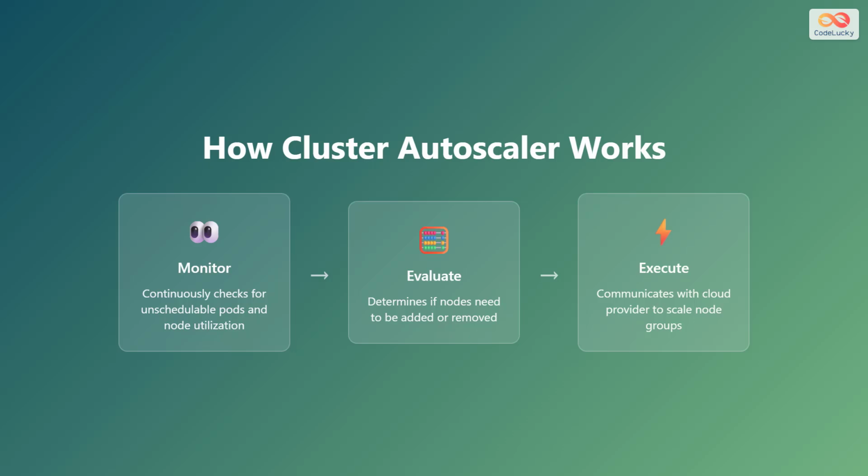Cluster Autoscaler follows a simple three-step workflow. First, it continuously monitors the cluster, checking for unschedulable pods and tracking how much each node is being utilized. Second, it evaluates whether nodes need to be added or removed based on what it observed. This evaluation considers various factors like resource requests and scheduling constraints. Finally, it executes the scaling action by communicating with your cloud provider to either provision new nodes or terminate existing ones. This entire process runs automatically in the background, making real-time decisions to keep your cluster optimally sized.